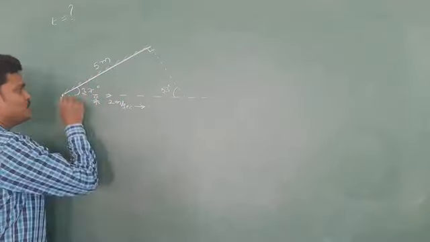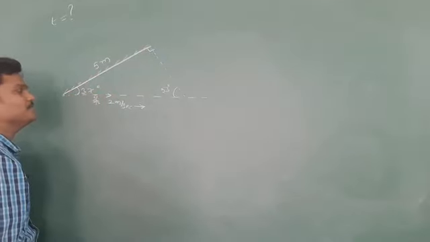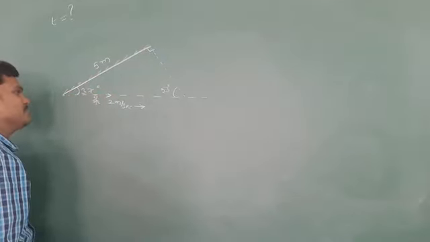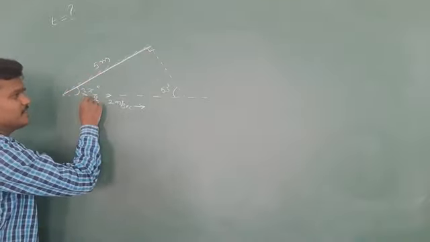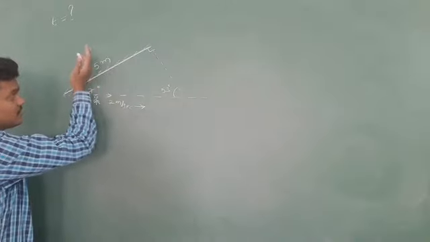So we need to find the time taken by the observer. To get the time taken, use some simple geometry. This is 5 meter, 37, 53. Resolve this into two components.